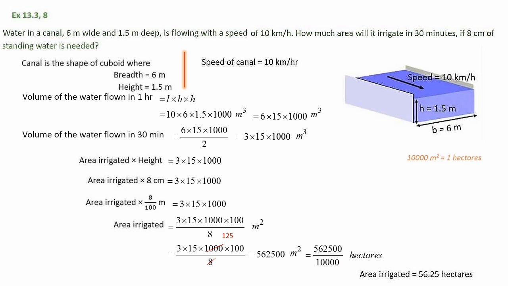So when we divide this with 10,000, here in the denominator there are 1, 2, 3, 4 zeros, which means we put the decimal 4 places from the right. So 1, 2, 3, 4, here we have to put the decimal. So 56.25 hectares we can irrigate by using this 8 centimeter standing water within these 30 minutes. That is the answer.